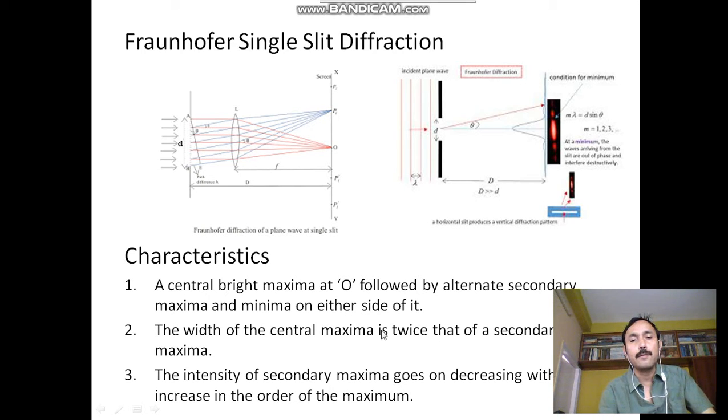The width of the central maxima is twice that of a secondary maxima. The intensity of the secondary maxima goes on decreasing with the increase in the order of maxima. As the order increases, the intensity of the secondary maxima decreases.